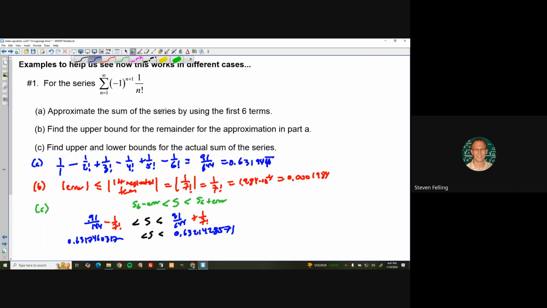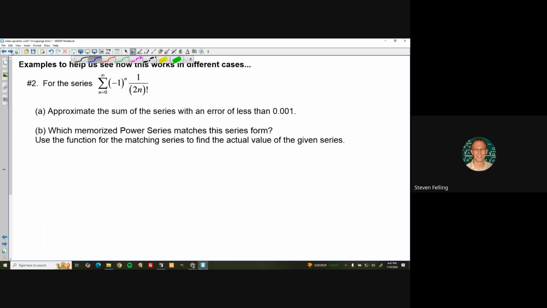Okay, second example. Here's another one with just a series, an infinite series. We're not connecting to a function. It's an alternating series. This one says approximate the sum of the series with an error less than 0.001.